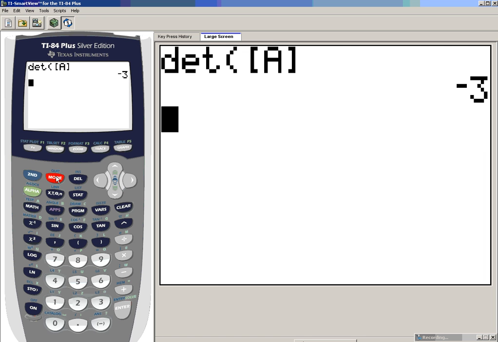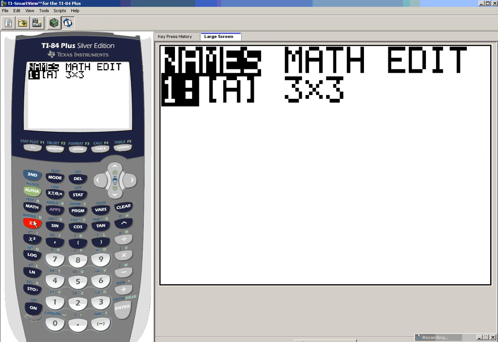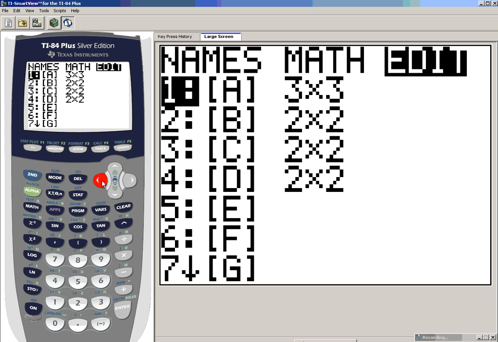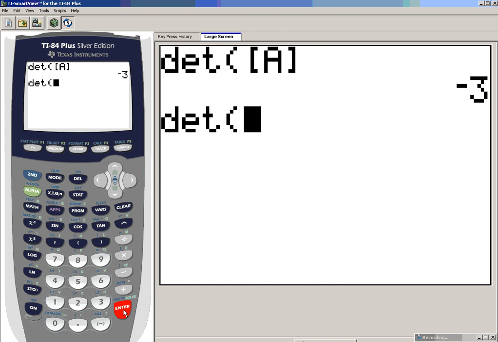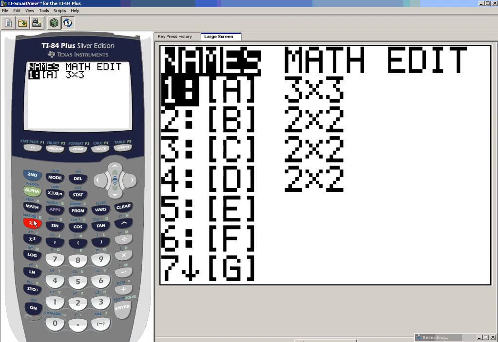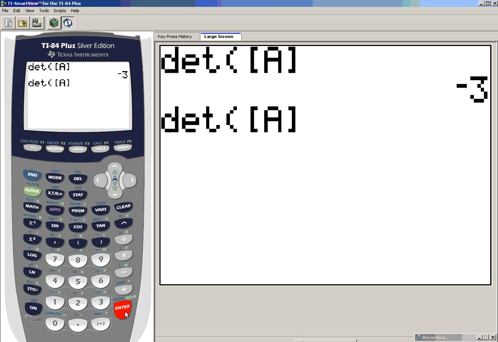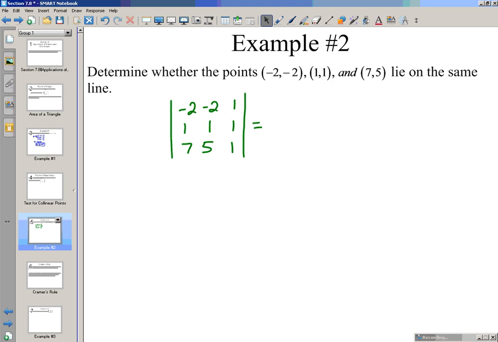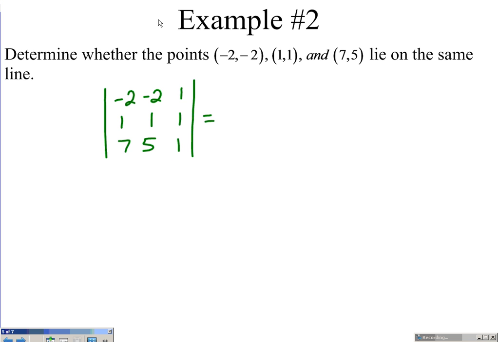Exit out of that menu. Back into your matrix menu. Sorry, not edit. We want to go math. Determinant of matrix A. Hit enter. There's the value of the determinant. So this determinant we know is equal to negative 6.